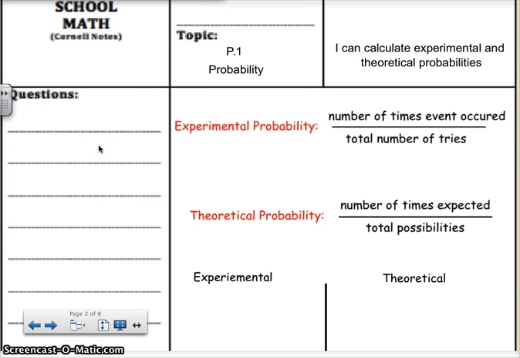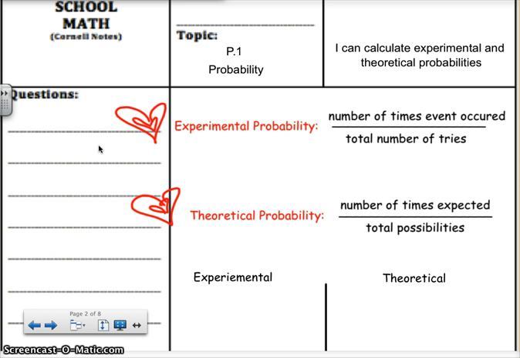Probability today, 7th graders. Your learning target: you can calculate experimental and theoretical probabilities. That's what we can do. You've been exposed to this plenty of times. Well, maybe just last year. I don't really know how many times you've been exposed. I definitely know it's a 6th grade standard, so I know for a fact you were exposed to it last year.